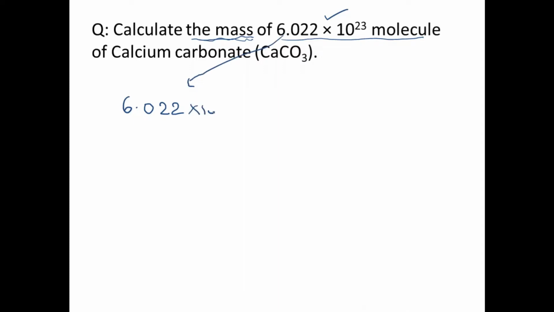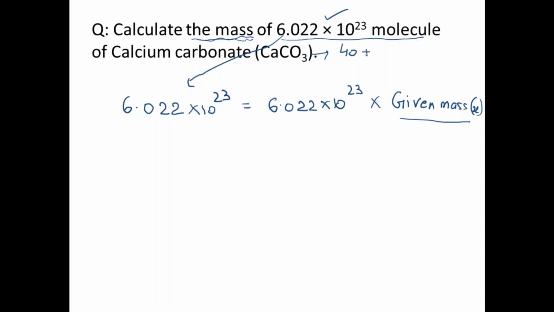6.022 times 10 raised to the power 23 is equal to Avogadro number, whose value is the same, times 10 raised to the power 23 times the mass. This is the given mass which we are supposed to calculate, and you can take it as X instead of writing given mass every time. Now comes the molecular mass. The molecular mass of calcium carbonate will be 40 plus 12 plus 48. So it will come out to be 100 gram.